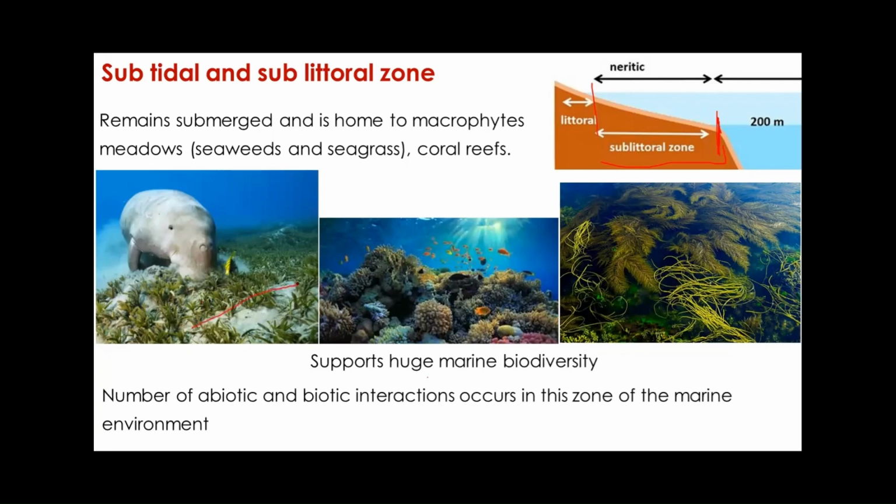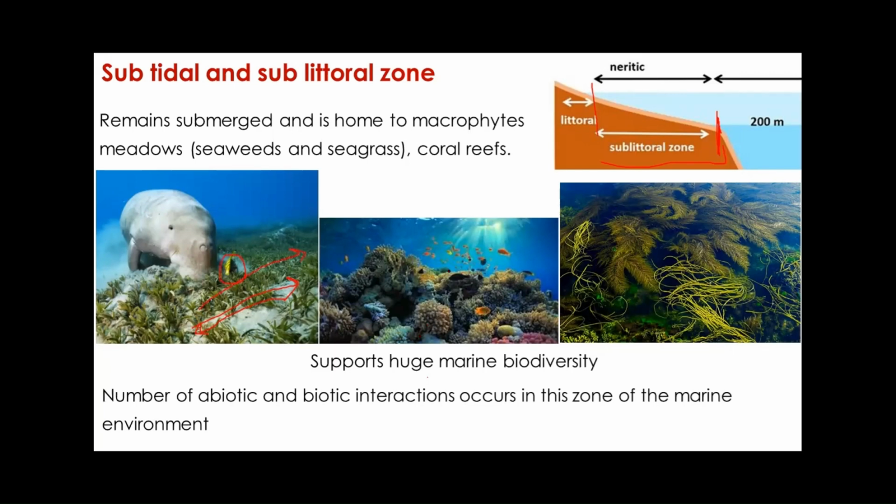One is a seagrass meadow or seagrass bed. This seagrass bed is being fed on by this dugong. And then there are fishes here, right? So this also is a part of the sublittoral zone.